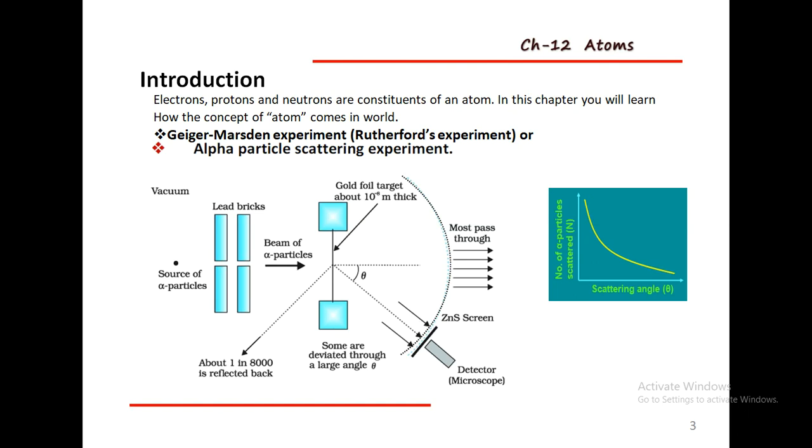Introduction. Electrons, protons and neutrons are the constituents of an atom. All of you know that electrons are negatively charged, protons are positively charged, and neutrons are neutral, and protons and neutrons together are known as the nucleus. So, in this chapter, we'll study how the concept of the atom came about. What is the history behind it? That we'll study.